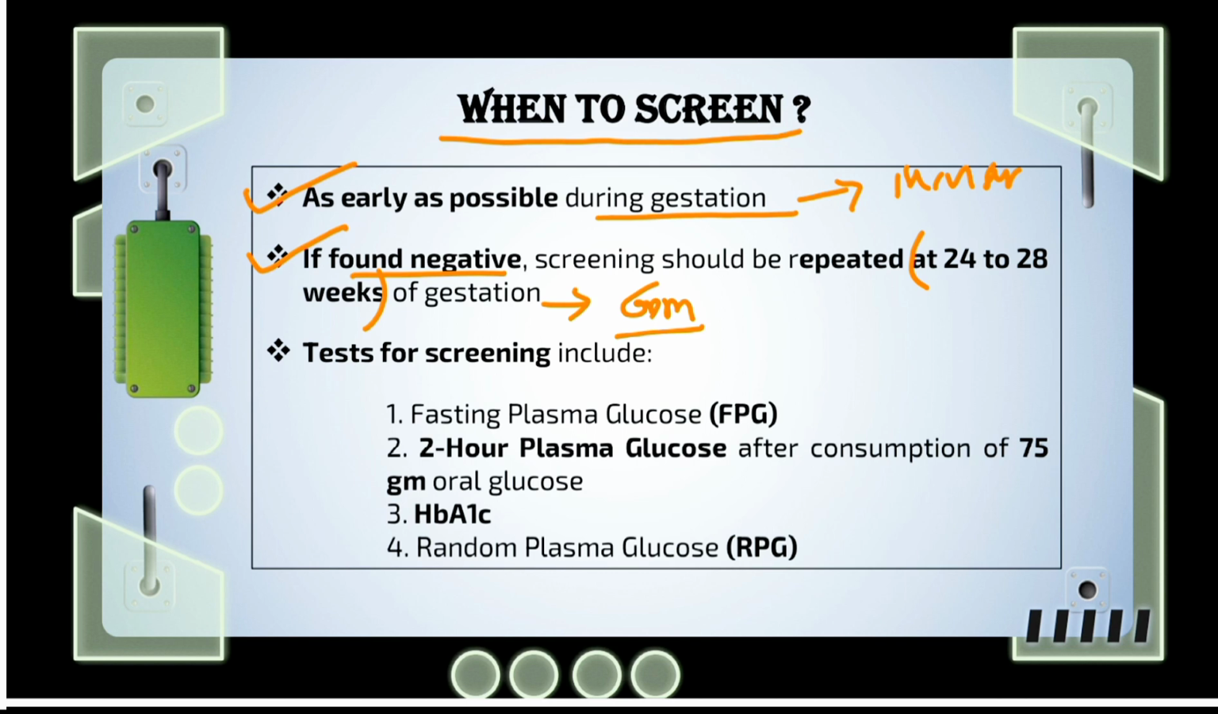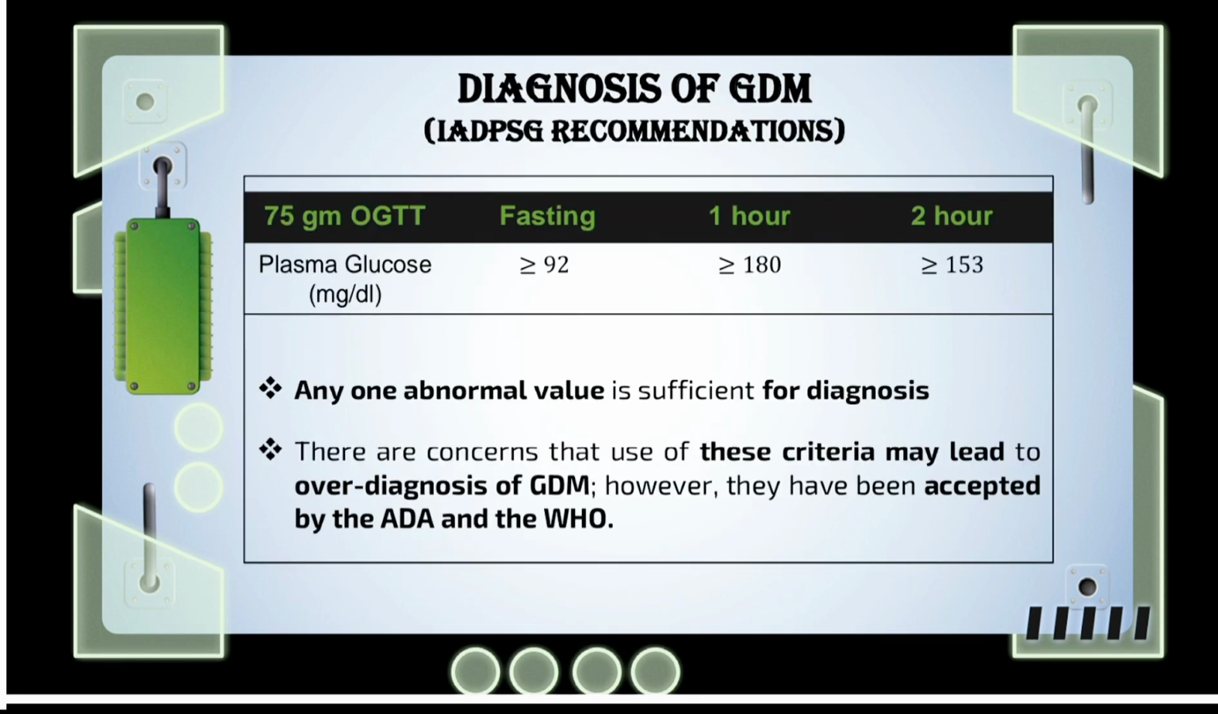So, for screening tests, we must apply estimation of the fasting plasma glucose, the 2-hour plasma glucose estimation after consumption of 75 gram of oral glucose, estimation of level of HbA1c, and we can also use the estimation of the random plasma glucose level. Now let's discuss the diagnosis of gestational diabetes mellitus.